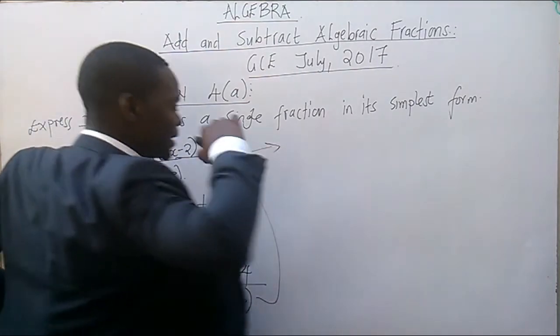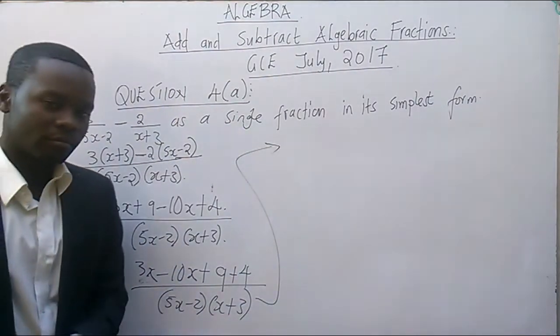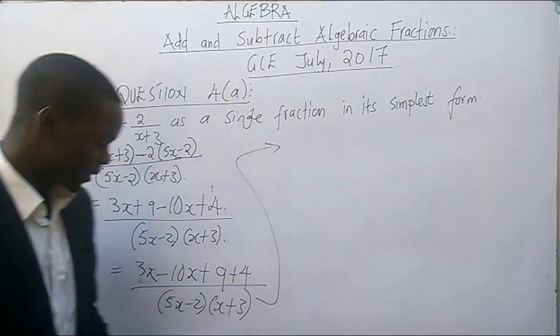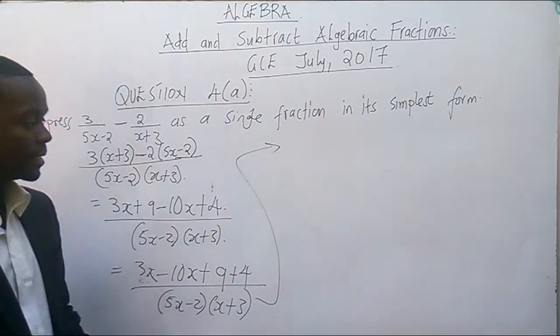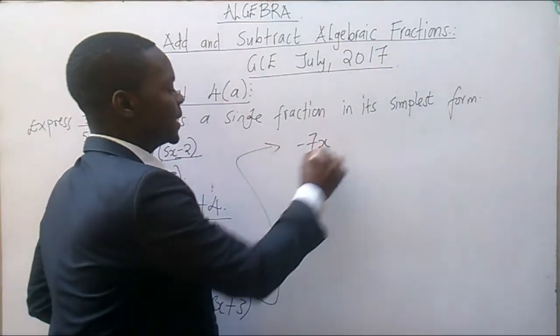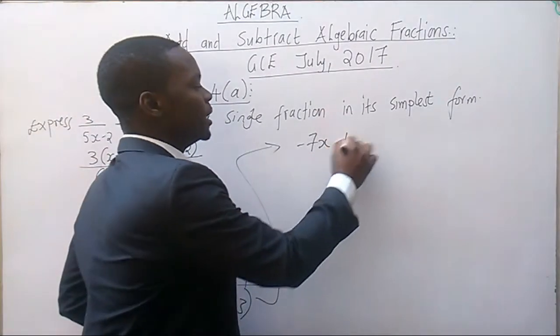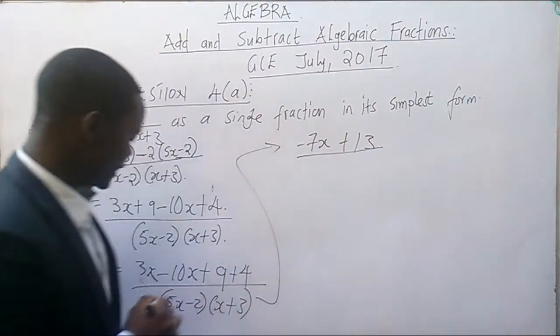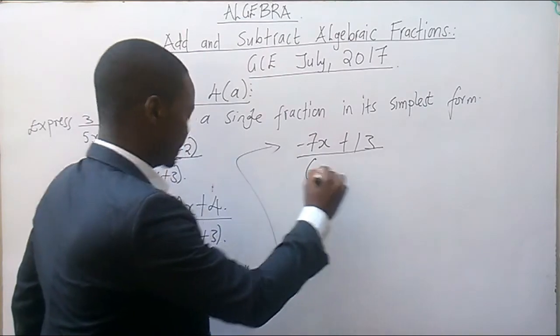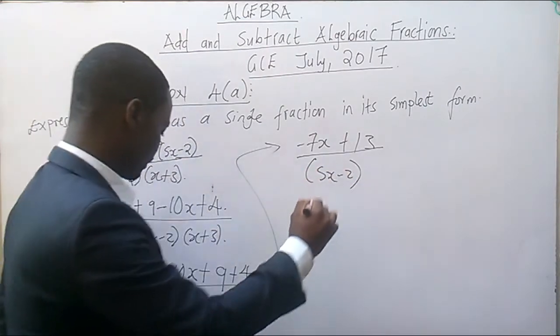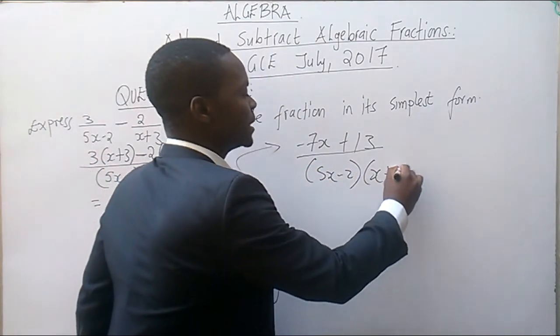So let's enjoy this question. Very simple. Now we can add or subtract. So 3x minus 10x is negative 7x. 9 plus 4 is positive 13. Everything divided by 5x minus 2. And then we have got x plus 3.